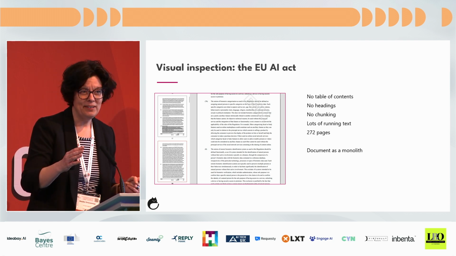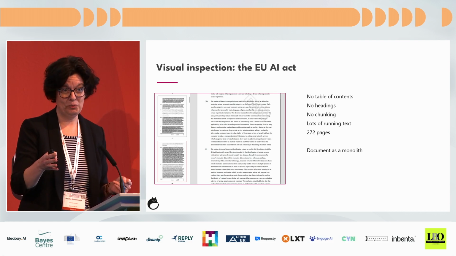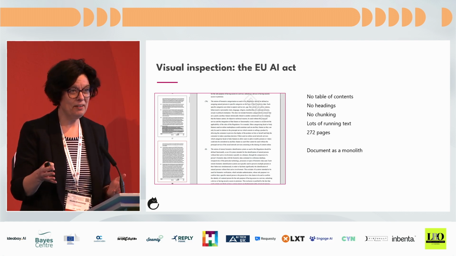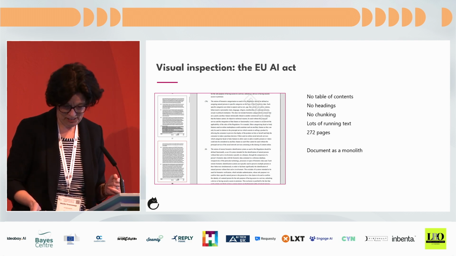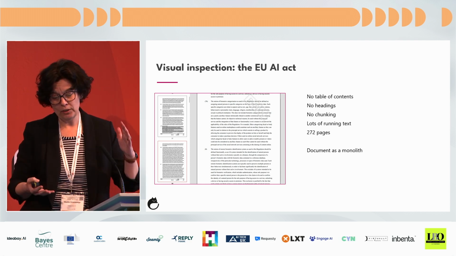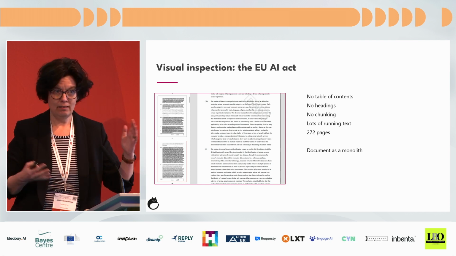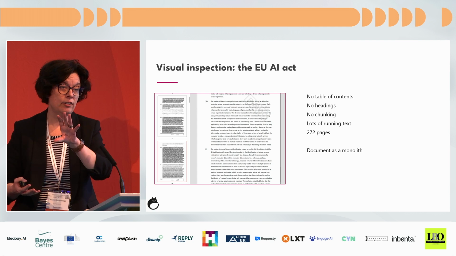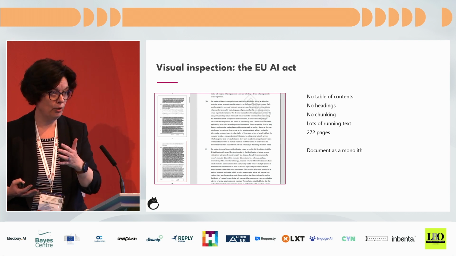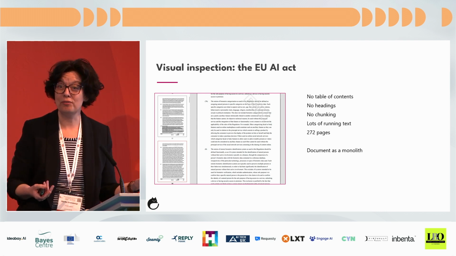What did strike me, though, is that there's no table of contents in this document. And it's almost 300 pages. I spent hours just finding the information I needed. And this is typically what we call a document as a monolith. No judgment, but there's some kind of specifics here that make it harder to process, not just for humans, but also for machines.